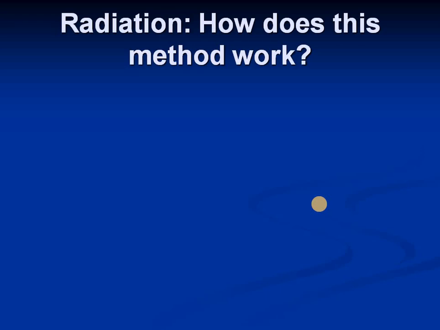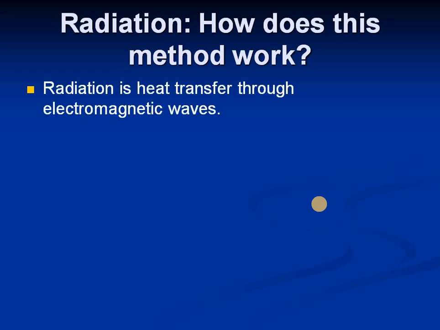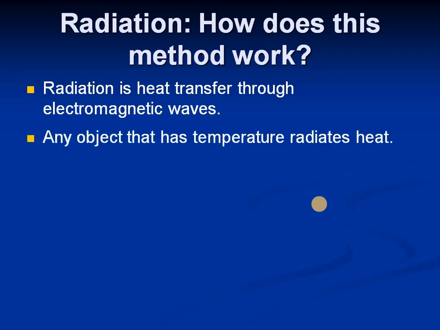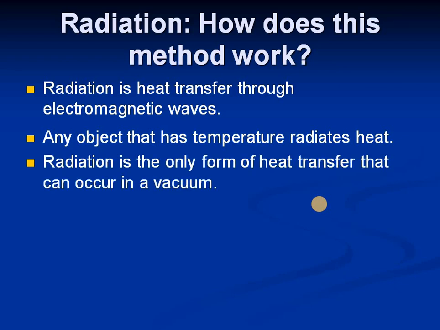Now radiation is the fastest mode of heat transfer because it does not require any medium. It uses the electromagnetic waves which are present in the atmosphere. Any object that has temperature will radiate heat. Radiation is the only form of transfer that can occur in a vacuum.